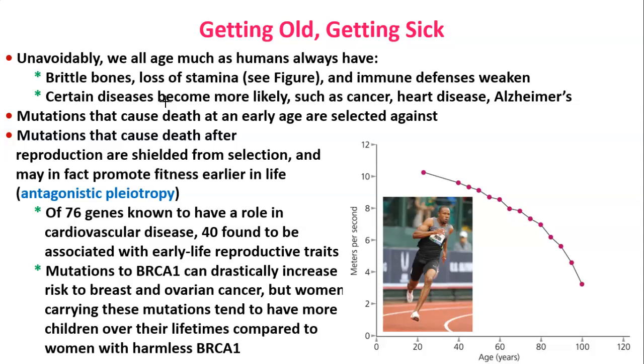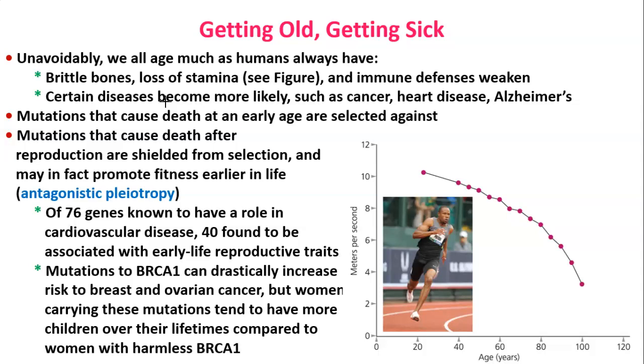In fact, of the 76 genes known to have a place in cardiovascular disease, 40 of them that have been carefully inspected have been found to be associated with early life reproductive traits. So there you go. Many of the genes associated with deteriorating hearts, those same genes may favor better, more successful survival and reproduction earlier in life. Antagonistic pleiotropy.